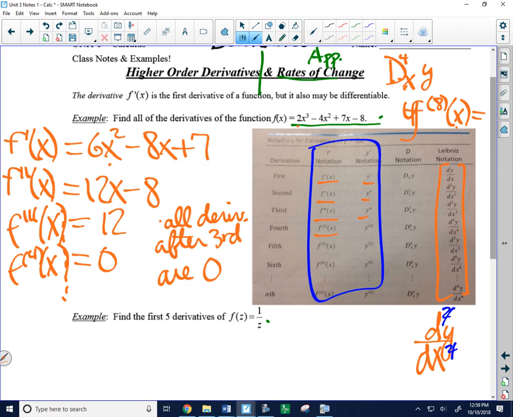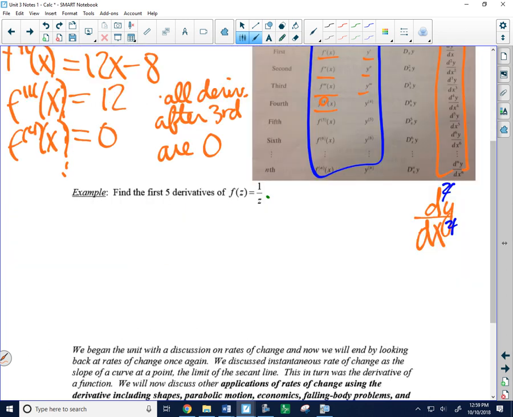Any other function, square root of x, 1 over x, quotient, e to the x, sine, it will not work. It will not be the same. Okay, so again, f prime, f double prime, f triple, and then we start to use the parentheses, same with the y's. Let's do another one.